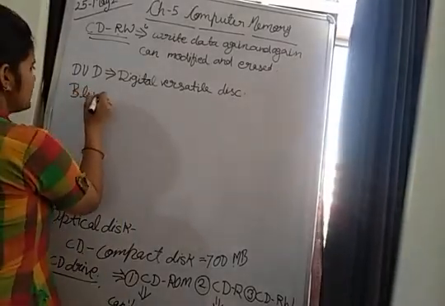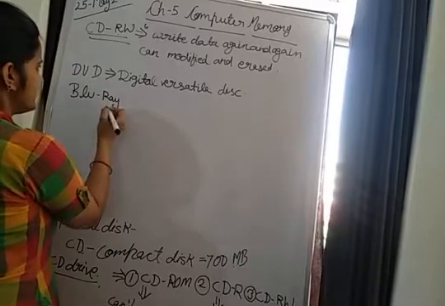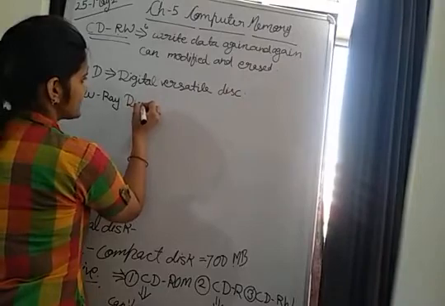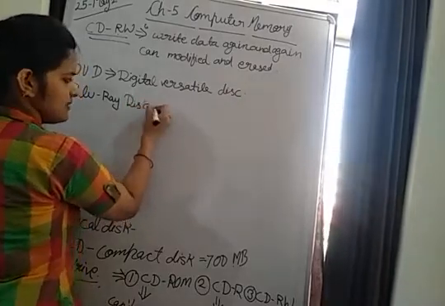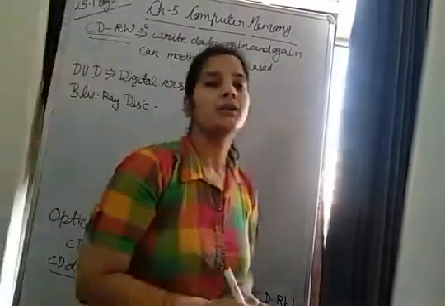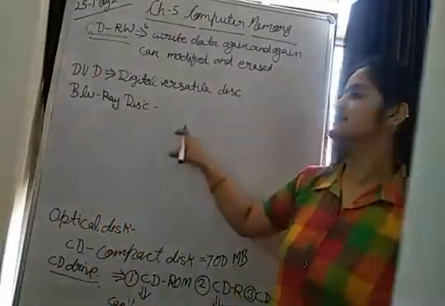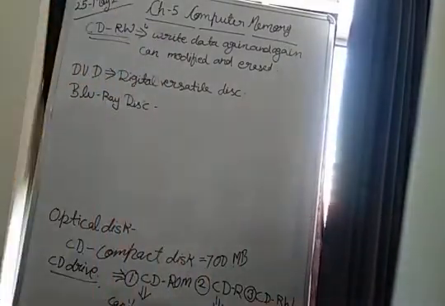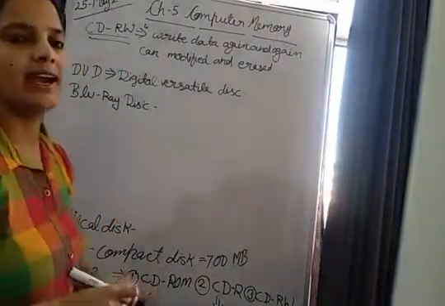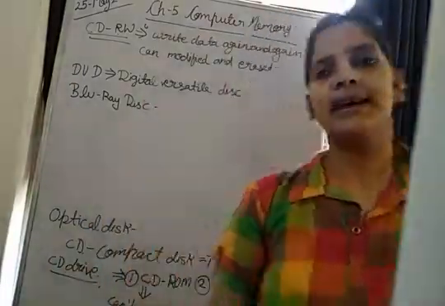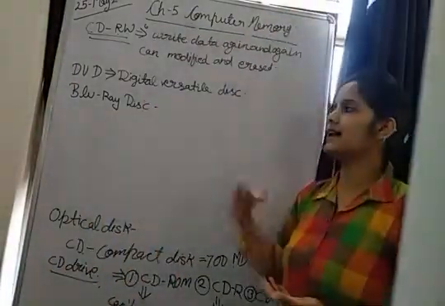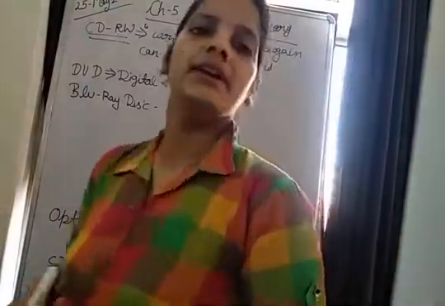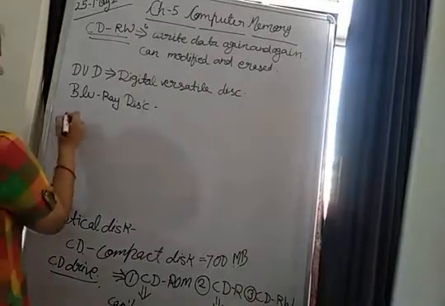Okay, now the next one is Blu-ray disc. Students, remember, CD, DVD and Blu-ray disc are all part of the optical disc. It is used for storing data and playing videos. The main difference between DVD and the Blu-ray disc is the storage capacity. Means you can store a larger amount of data on the Blu-ray disc as compared to DVD. Now, the next one is flash drive.